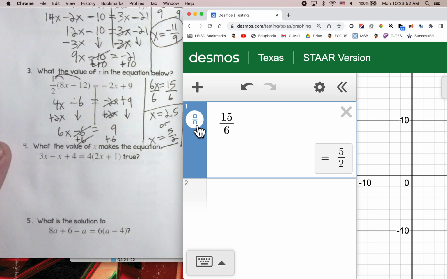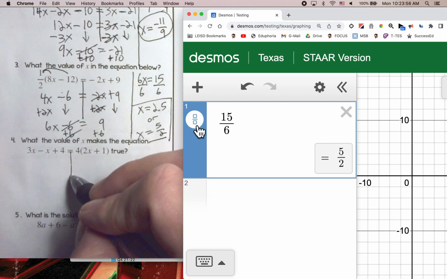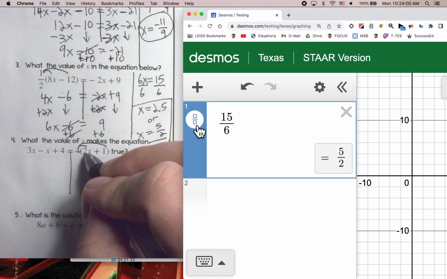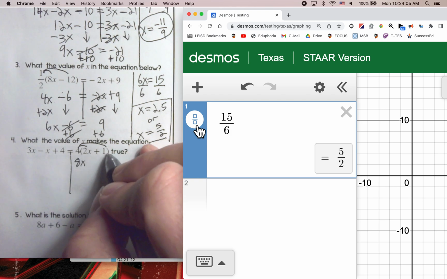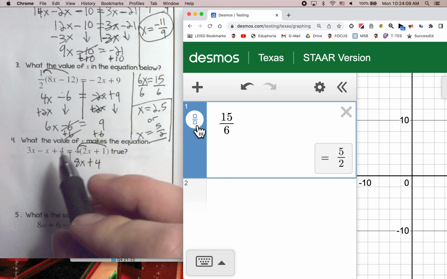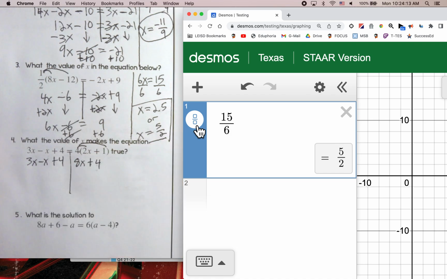So here we go. First step is to ask, can you distribute? Well, I see parentheses here, so I'm going to multiply through. 4 times 2x is 8x. 4 times positive 1 is positive 4. There are like terms here, I'm going to simplify those in a second, but there's nothing else to distribute.